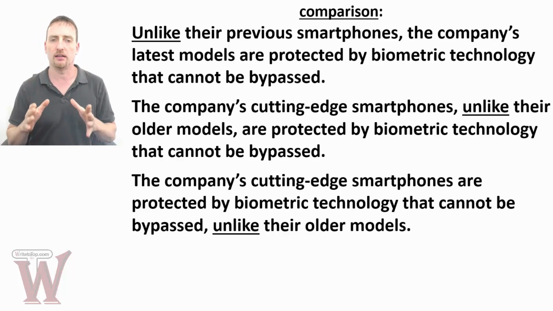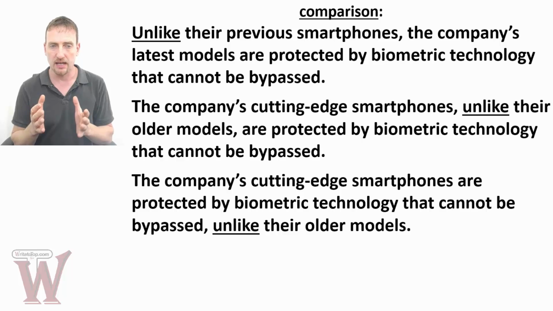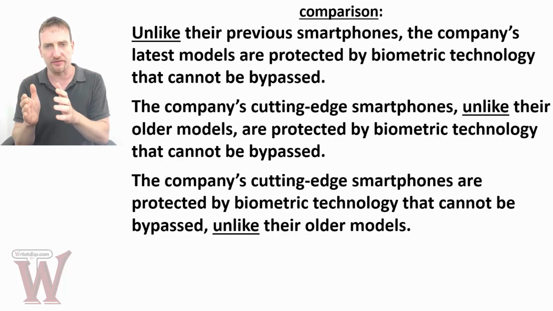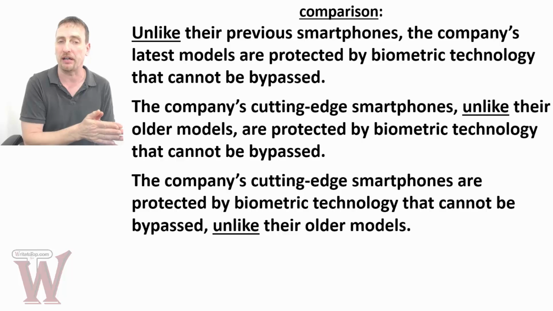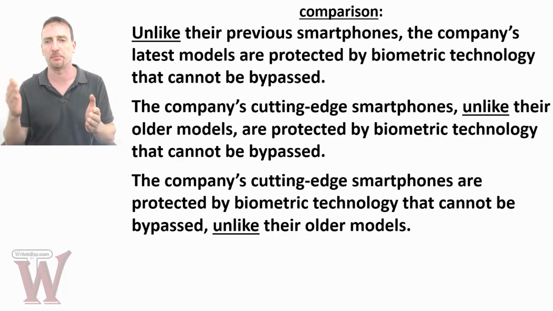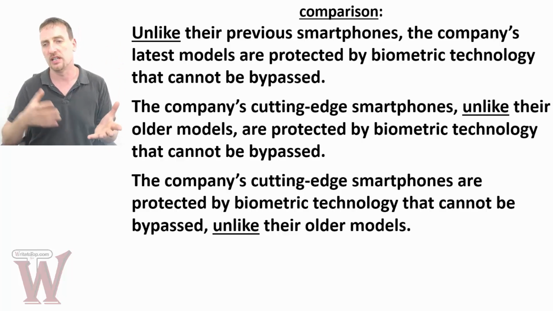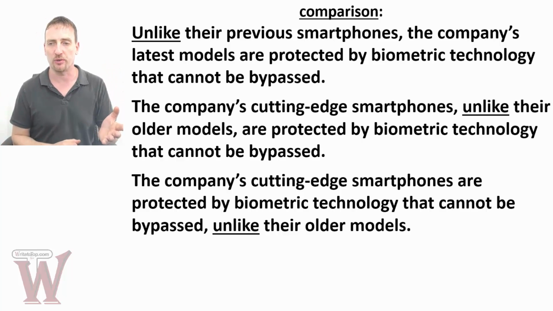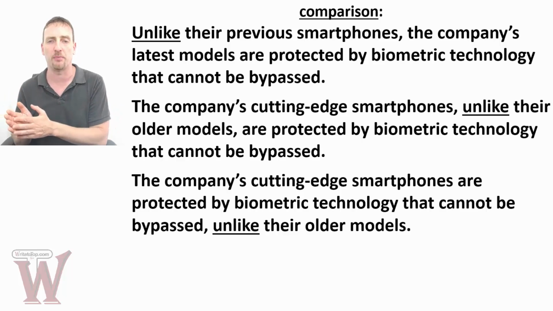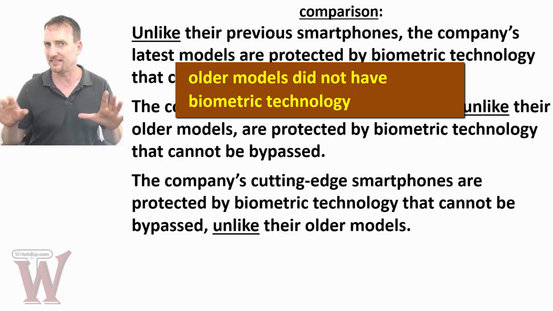Now, here, it's very, very important that you pay attention to where you're putting your comparative, okay? Because you will put the comparative next to the thing that's being compared. So unlike their previous smartphones, the company's latest models are protected by biometric technology. The previous smartphones, no biometrics. The new smartphones have biometrics. The company's cutting-edge smartphones, unlike their older models, are protected by biometric. Yes to biometric, no to biometric. But the last sentence is different.